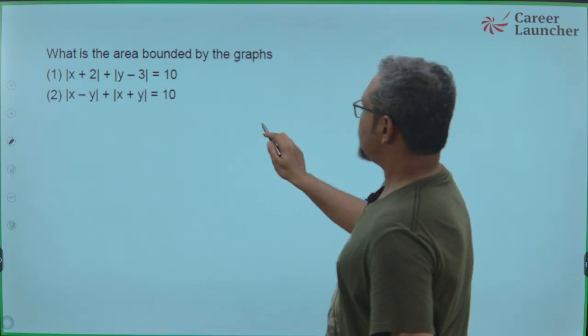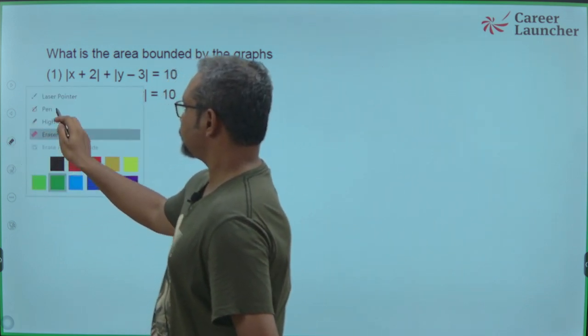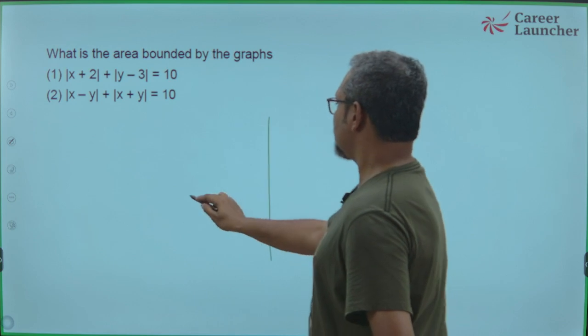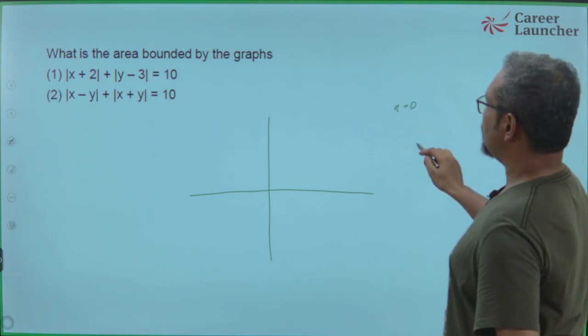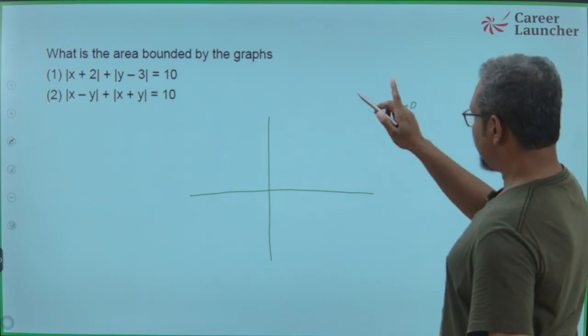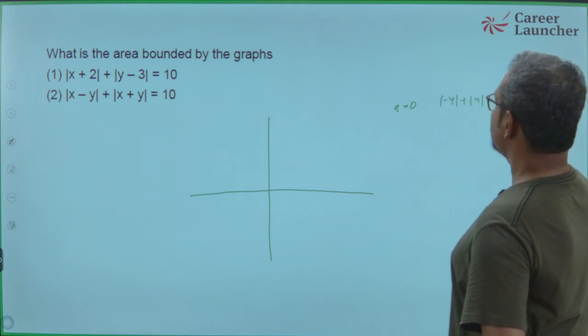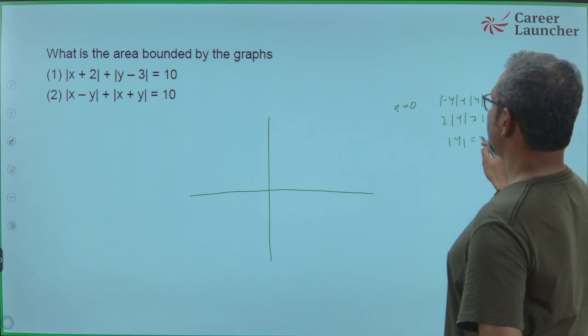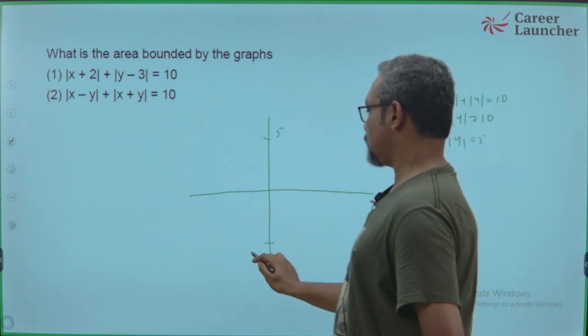So mod of x plus y and mod of x minus y is 10. Same method. So we'll take x as 0 to find the intercepts. So we have mod of minus y, which is mod y only. So that basically becomes 2 times mod y is 10. So mod of y is 5. So y is plus minus 5. So here we have a 5, there we have a minus 5.